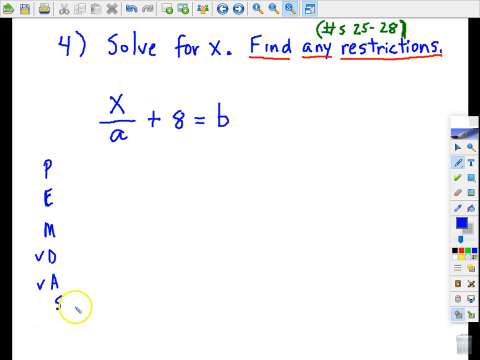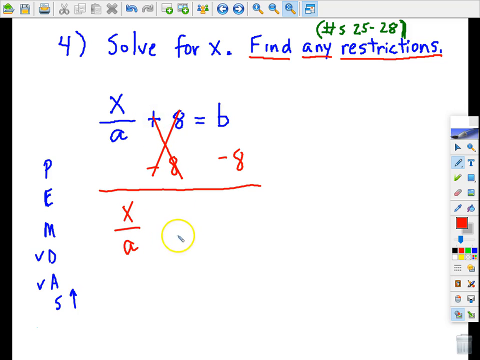Okay, but if I'm going to go in reverse PEMDAS order, I'm going to undo addition first, and the way I undo adding 8 is with subtracting 8. And the result of subtracting 8 on both sides of this equation, remember these would just cancel, that gives 0, leaving me with x over a equals b minus 8. Okay, so I undid the addition.